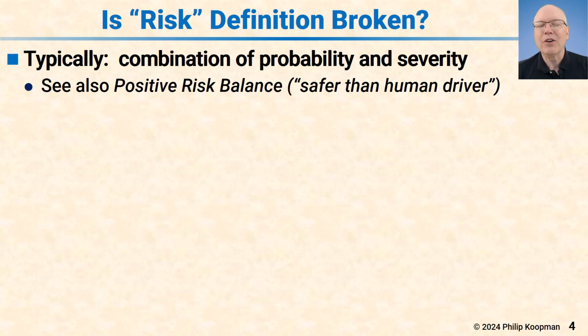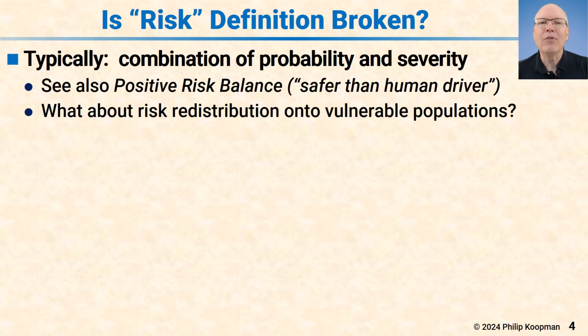Another way in which the current definitions for safety might be broken is the definition of risk. The usual definition of risk is something about combination of probability and severity. And also there's the notion of positive risk balance. Well, if we're safer than a human driver, then possibly that's okay. But that risk definition is kind of narrow. What about risk redistribution onto vulnerable populations?